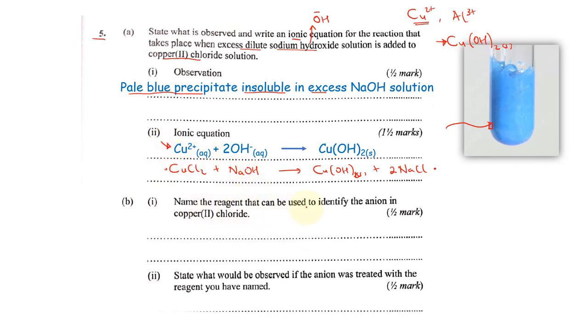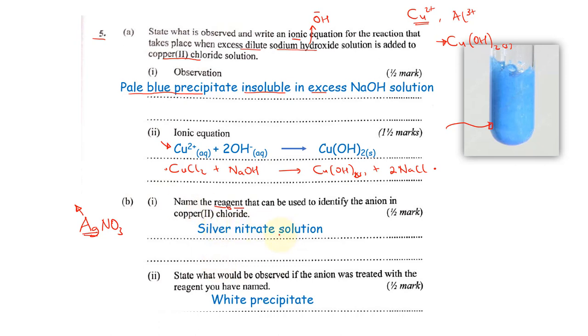Name the reagent that can be used to identify the anion in copper 2 chloride. Here we normally use silver solutions, and in this case the best option is silver nitrate, because halides of silver are normally colored, and for chloride ions we shall mainly see a white precipitate. We can also use other reagents, but we have to be careful while choosing them. Here the best option is silver nitrate, because we shall only have one observation and one conclusion.